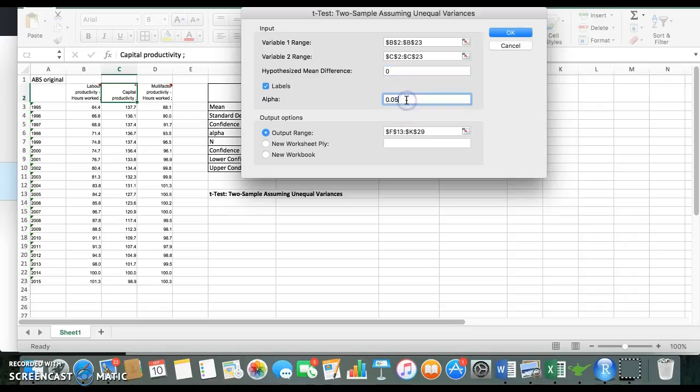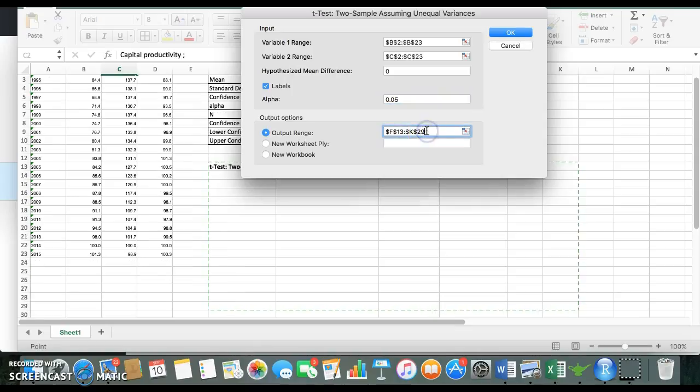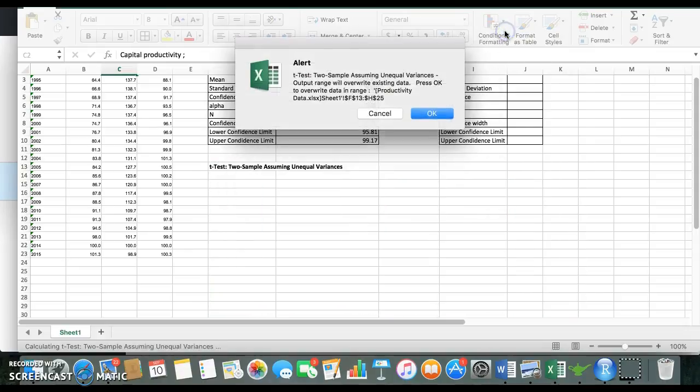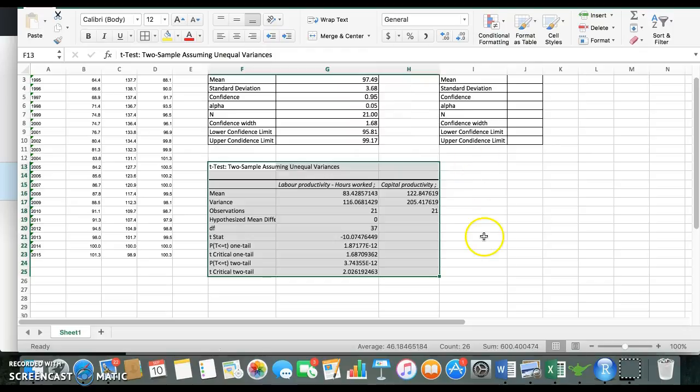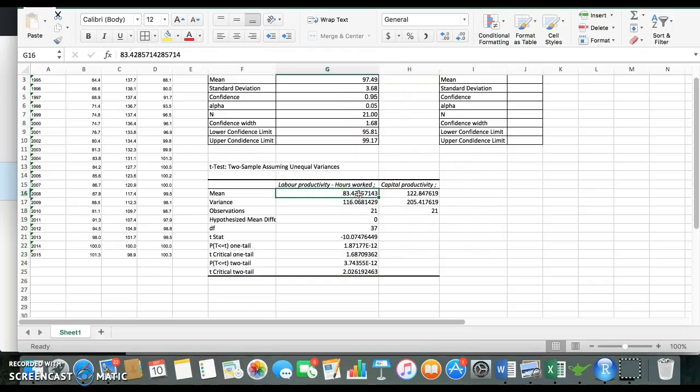I'm using an alpha level of 0.05, and I'm just going to plonk my data down here in the bottom so I can see it on this one sheet. So let's go. Okay. So what we can see here is that the mean of labour productivity is 83 thereabouts, whereas capital productivity is 122. And we'll talk a little bit about that in next videos about why that might be.